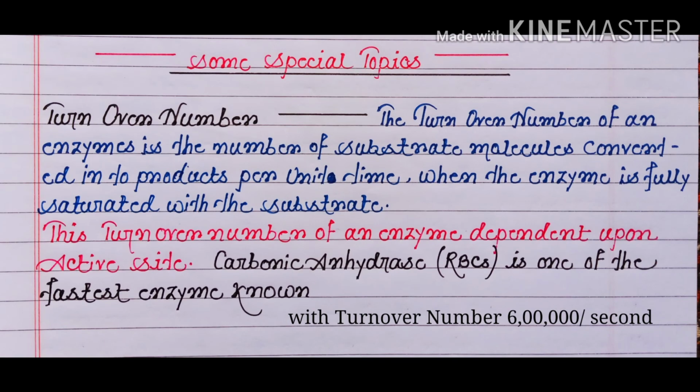Now look, what is the turnover number? The turnover number of an enzyme is the number of substrate molecules converted into product per unit time when the enzyme is fully saturated with the substrate. This turnover number of an enzyme depends upon the active site. Carbonic anhydrase, which is present inside the RBC, is one of the fastest enzymes known, with a turnover number of 6 lakh per second.